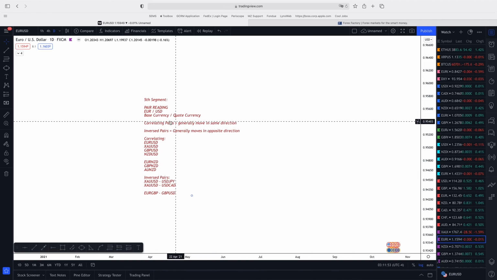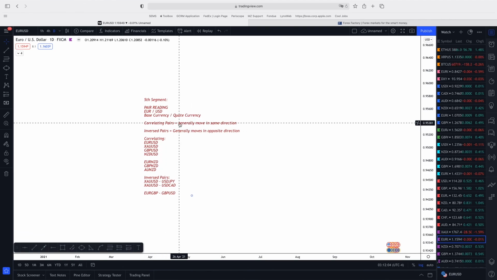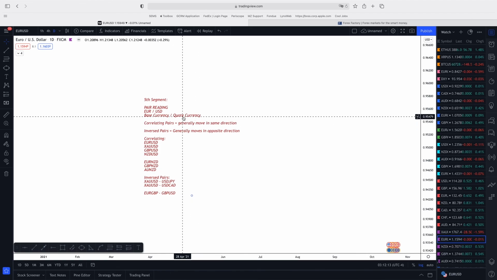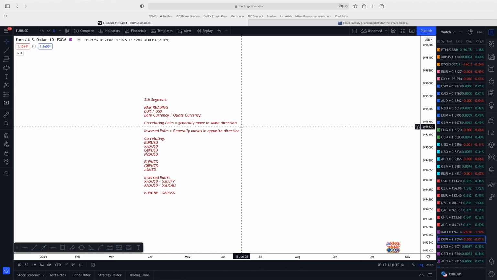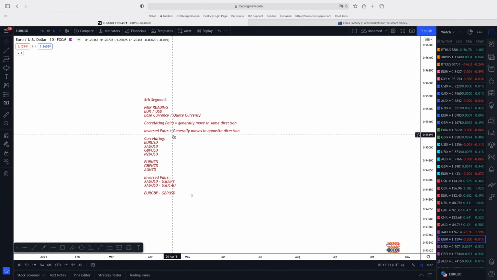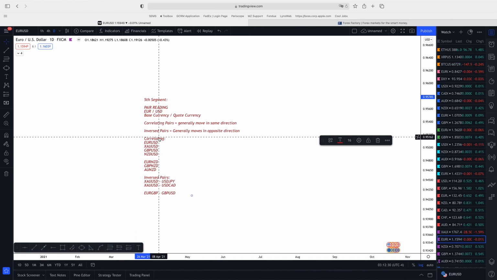Now understand that pairs are divided into two sections. Your correlating pairs, which translates into pairs that will generally, not all the time, and not 100% exact, but will generally move in the same direction. And then the second side is your inverse pairs, which means that they will generally move in the opposite direction of each other.